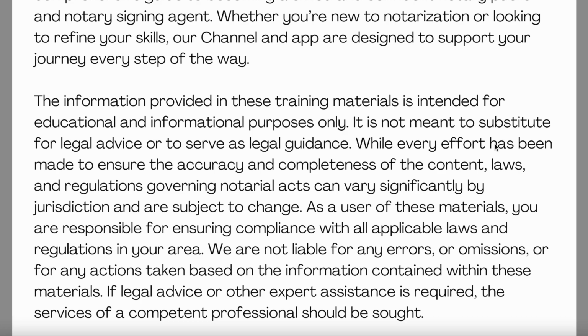By continuing to watch this video, you're aware that the information provided in these training materials is intended for educational and informational purposes only. It is not meant to be a substitute for legal advice or to serve as legal guidance. While every effort has been made to ensure the accuracy and completeness of the content, laws and regulations governing notarial acts can vary significantly by jurisdiction and are subject to change. If you continue to watch the video, that means you're acknowledging that you're aware. If not, you could stop the video, press pause, read it some more, whichever you like. So let's begin.